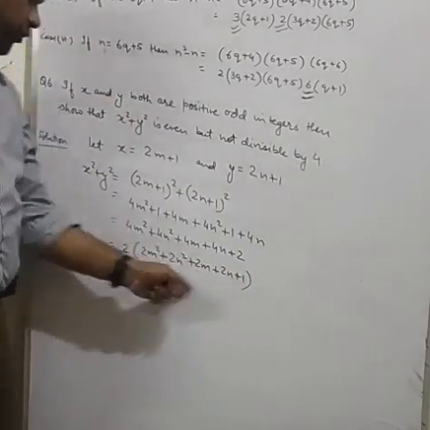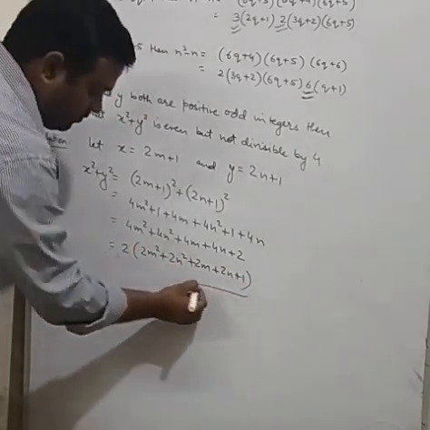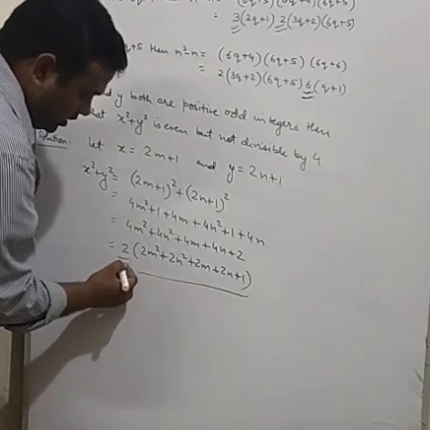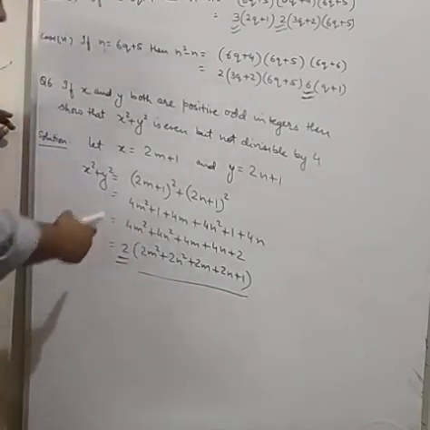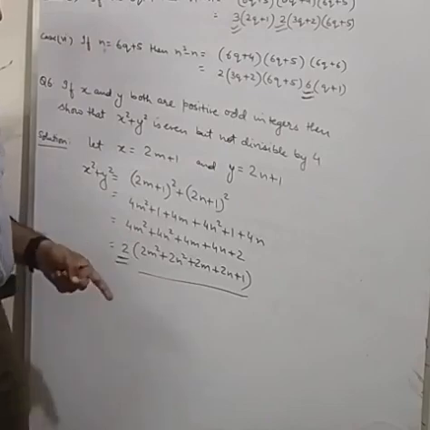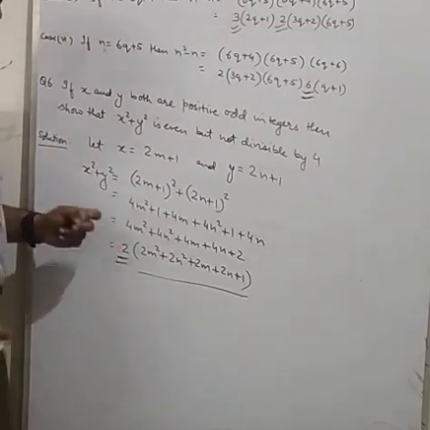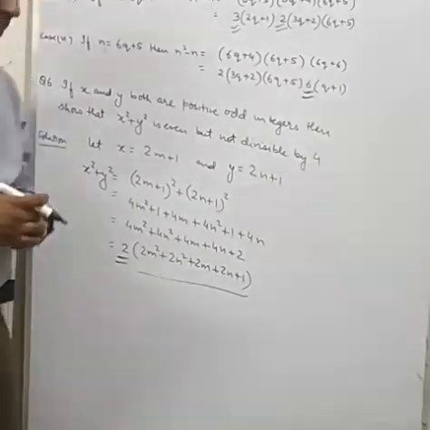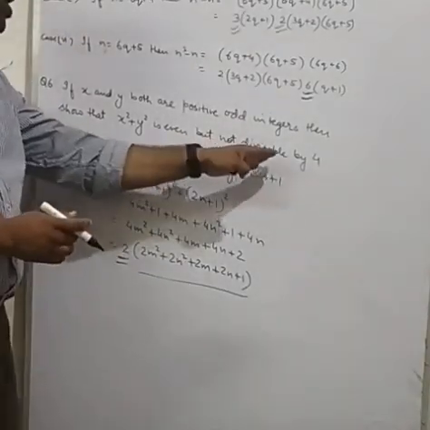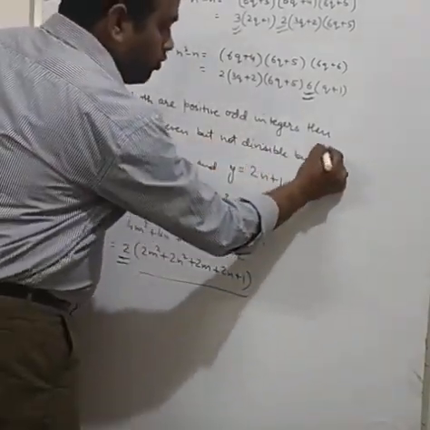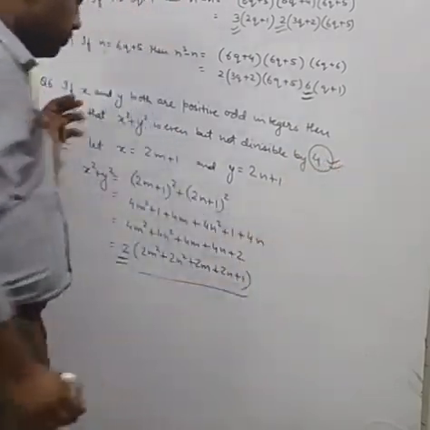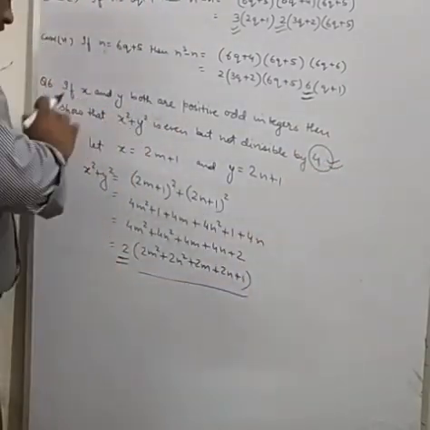Now it is clear from this last line that this number is even because it is divisible by 2 but not divisible by 4. So this is the solution for this question.